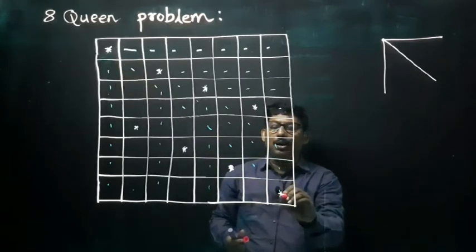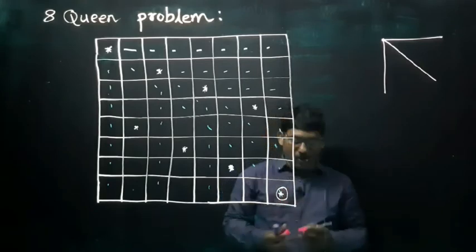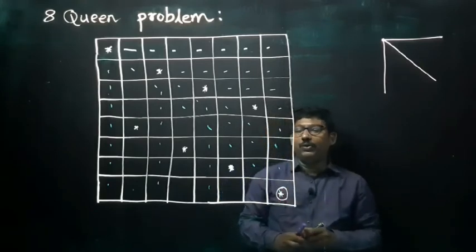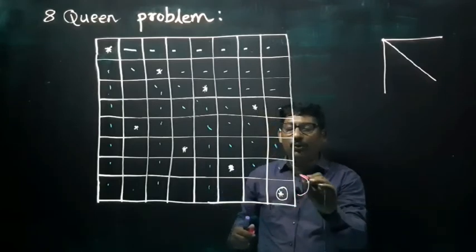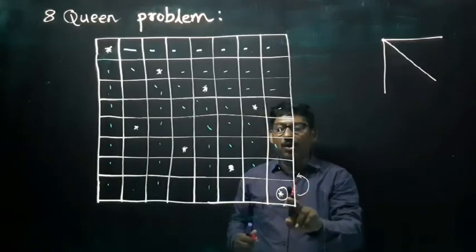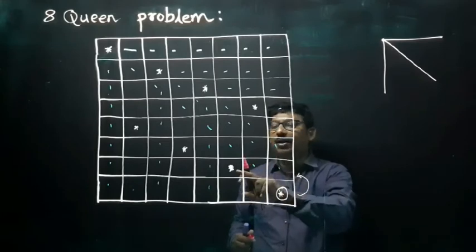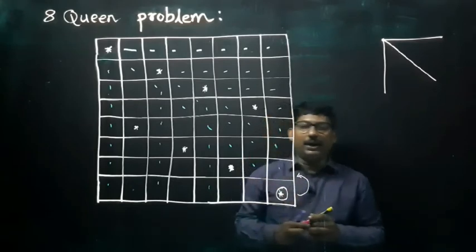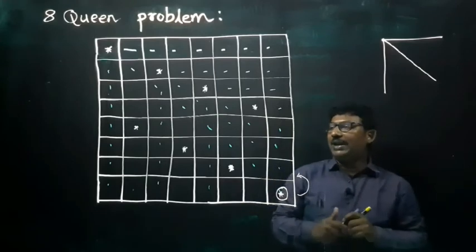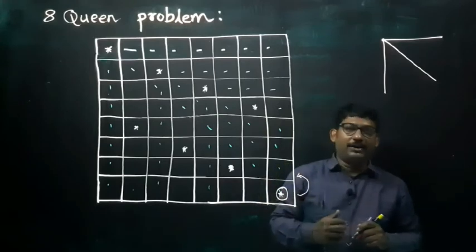So this is a wrong step. So what we have to do is backtrack this particular one to the next. That means not only here, somewhere here also there is an error. So we have to do it again. So in the next step we are going to do backtracking.